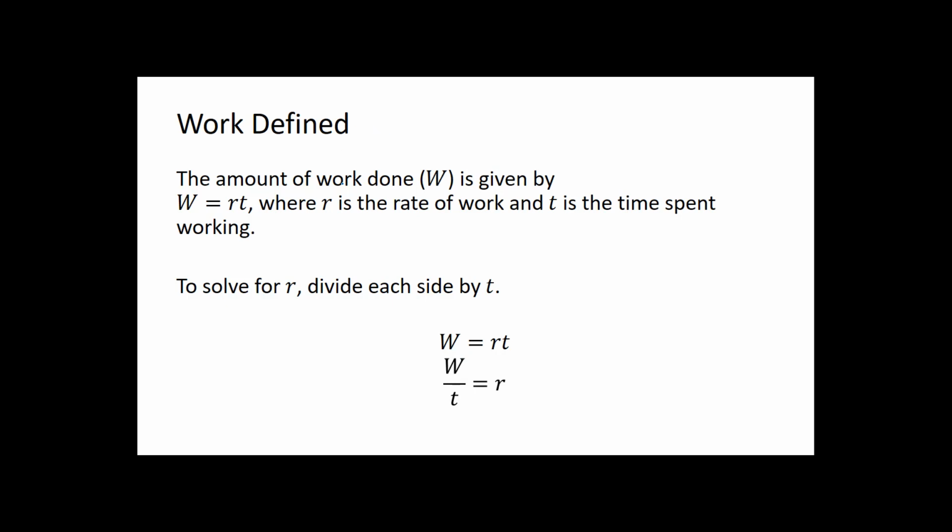Whenever we think about the amount of work done, we're going to call that 1. So in all of our problems, W will equal 1. We're thinking of whatever the task is, it's one full job that's being done. So we will see rates in the form of 1 divided by the time T.